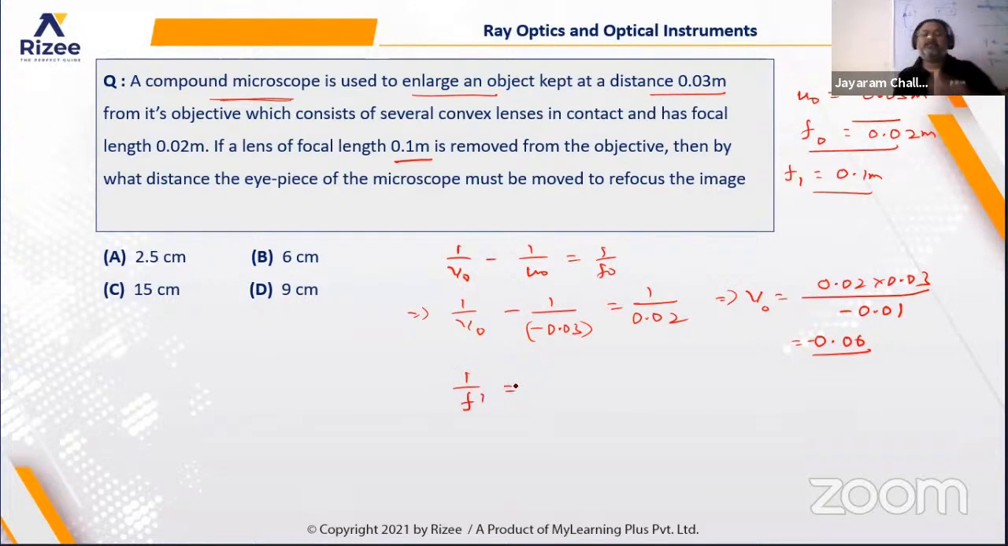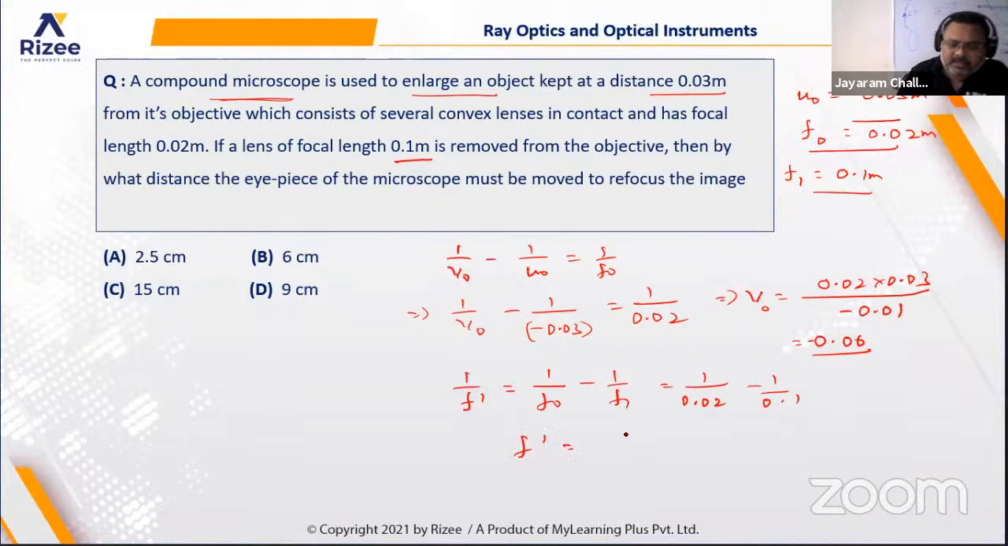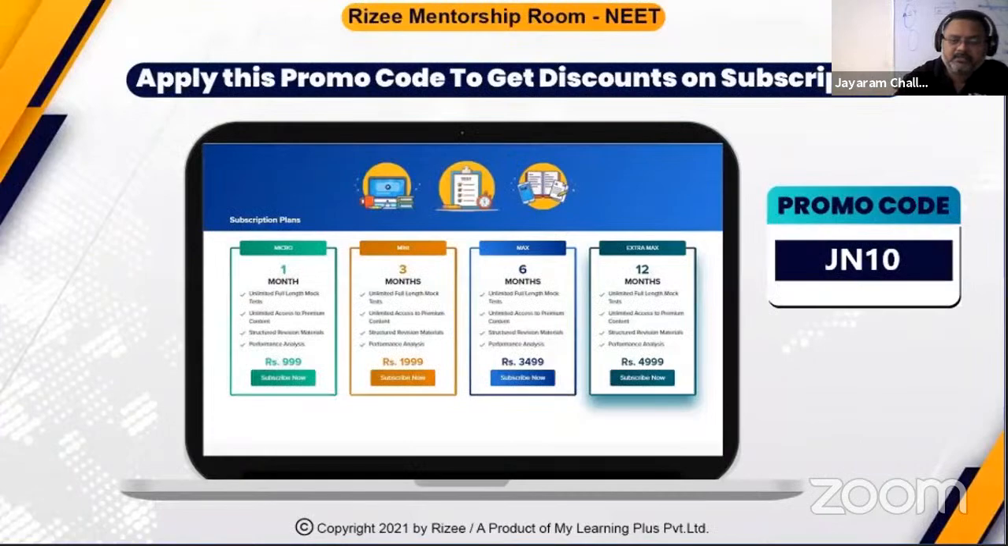So if I remove the f1, what is the focus of the remaining lenses? That is 1 by f naught minus 1 by f1, which can be written as 1 by 0.02 minus 1 by 0.1. That means your f dash can be written as 0.1 by 4, or this is equal to 0.025 meters, or you have to shift by 25 centimeters in this case. Okay, so now this is your condition.